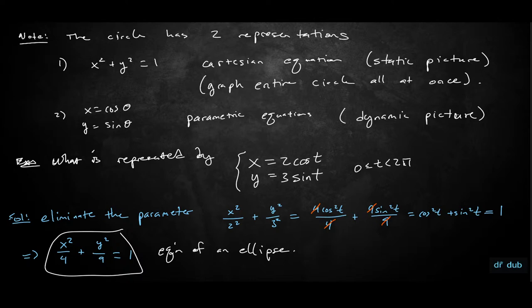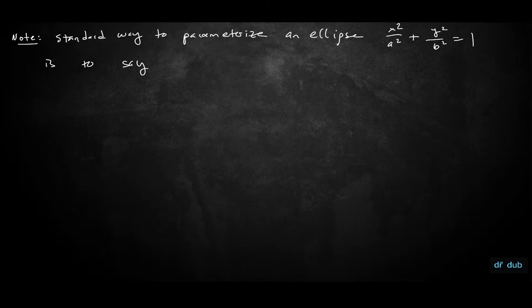So the standard way to parameterize an ellipse is to say x equals a cosine theta and y equals b sine theta. So just make a note. Standard way to parameterize an ellipse, maybe x² over a² plus y² over b² equals 1, is to say x equals a cos t, y equals b sin t, and t goes from 0 to 2π. So that's going to be the standard way to parameterize an ellipse.